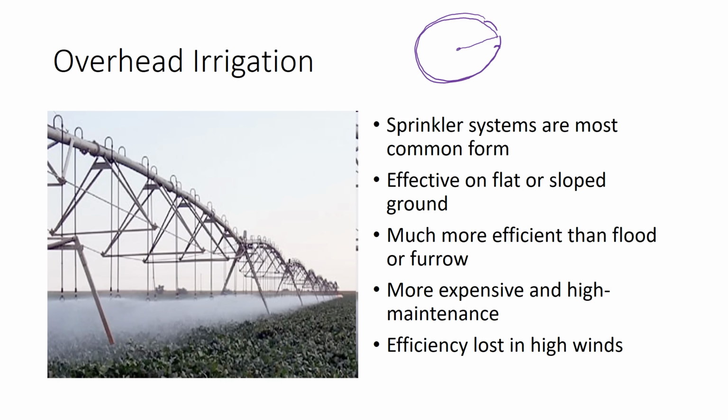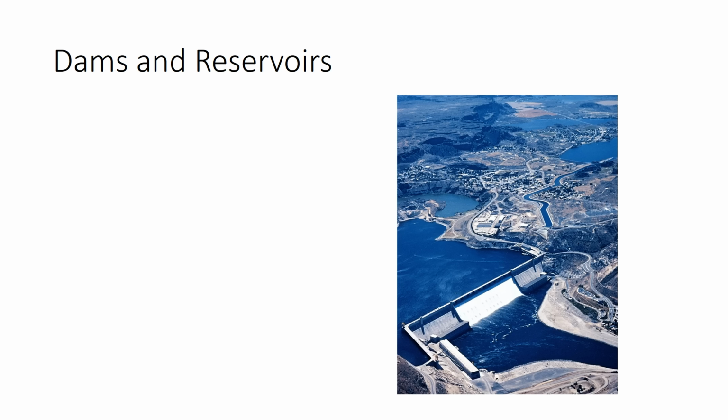Nice thing about this type of irrigation, it's effective on either flat or hilly terrain. You lose much less water to evaporation. Okay? And as long as it's not done in really windy areas, you're delivering the water right where it's needed. And it's not just flooding. It's directly delivered to the plants, and you can control the quantities a little bit better this way as well. So much more expensive for the initial infrastructure, etc., but also much more efficient in the long run. Okay. Now, moving on to dams and reservoirs.